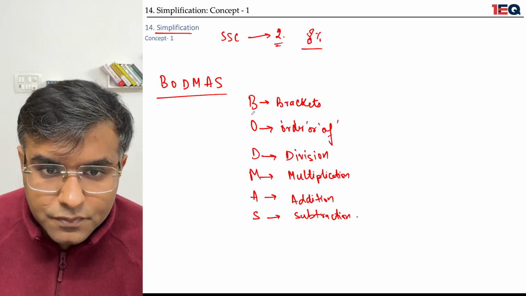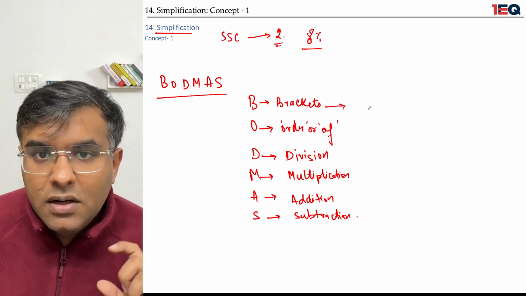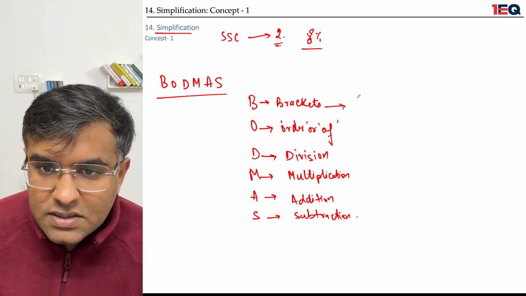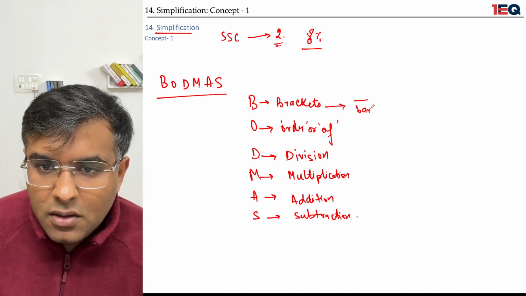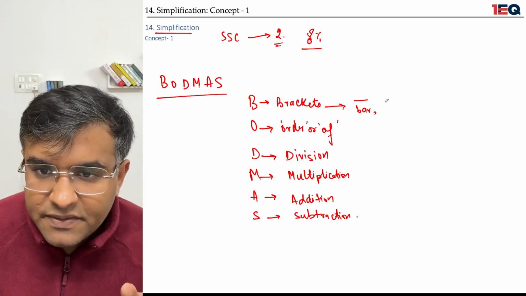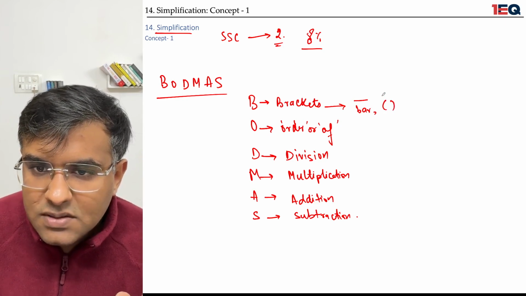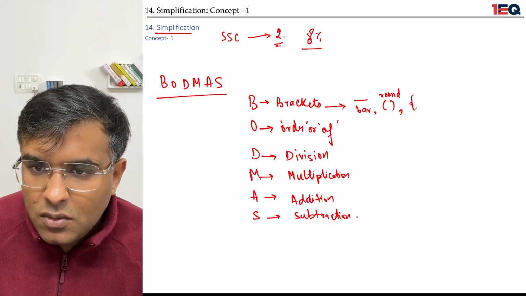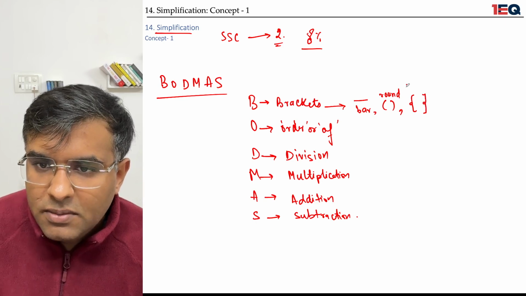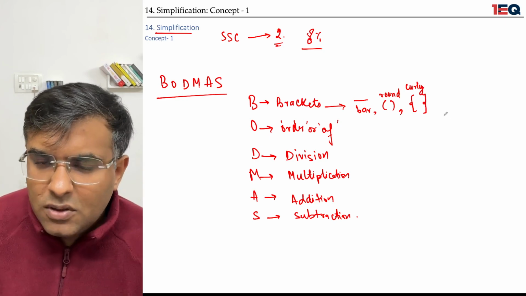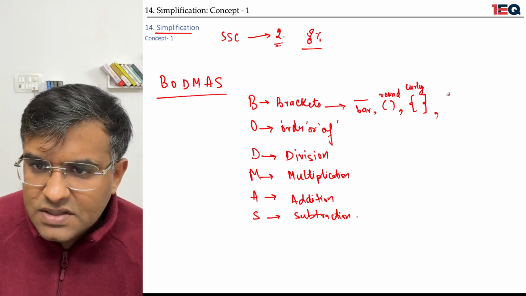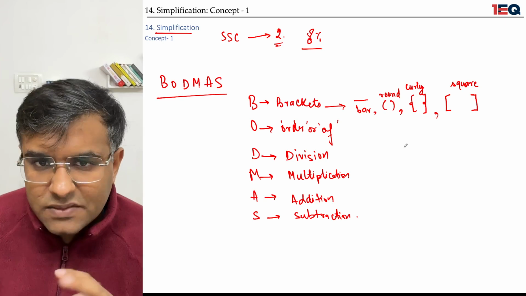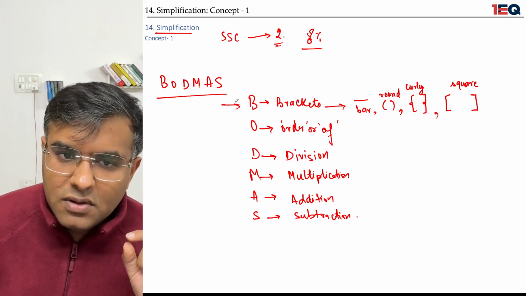Further, brackets also have an internal order of their own. The internal order says that you have to follow the bar first. Anything with a bar on top is supposed to be given the first preference. The second preference is given to round braces. Then the next preference is given to curly braces. You can call them brackets, you can call them braces, it's almost the same. And the last preference is given to square braces. So that's where our entire preference system of the brackets lies.